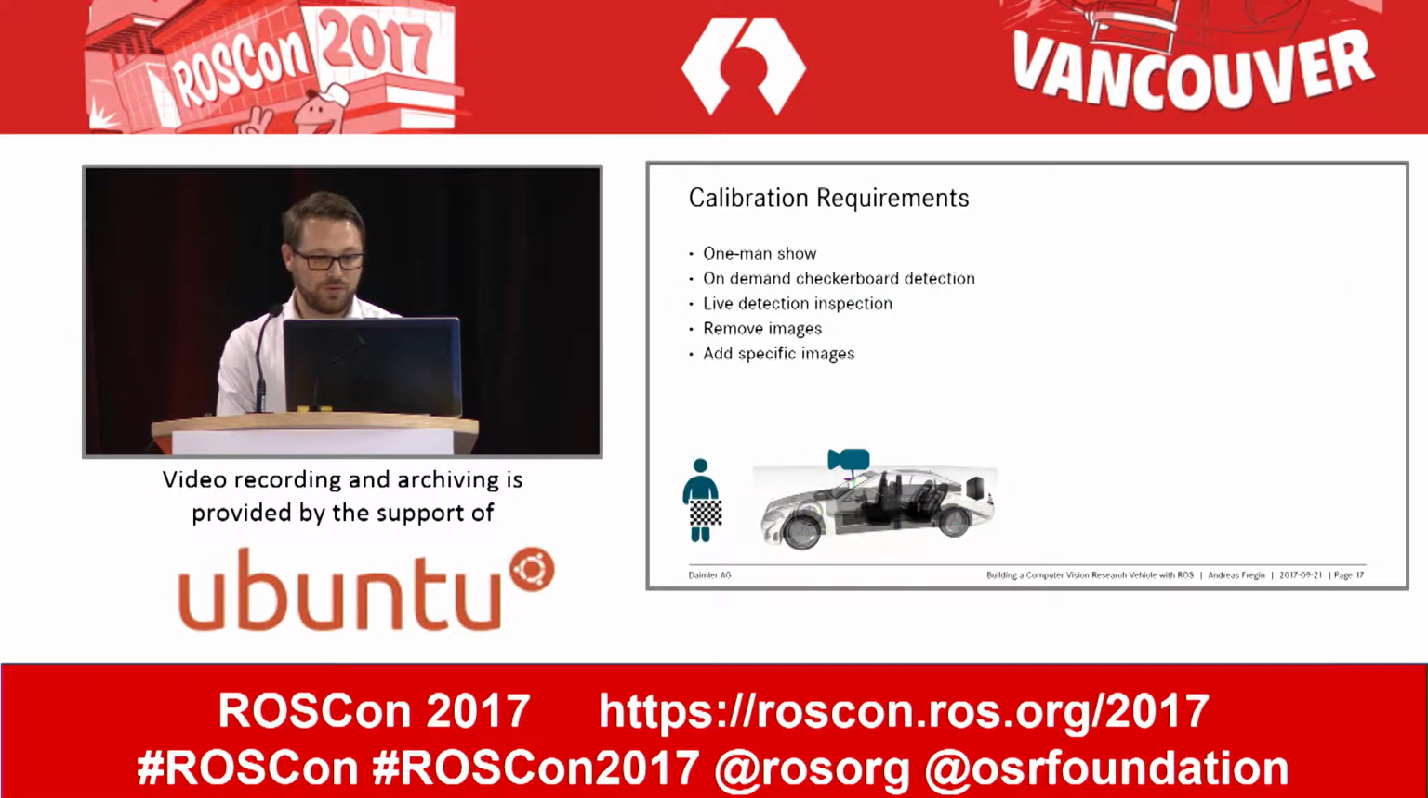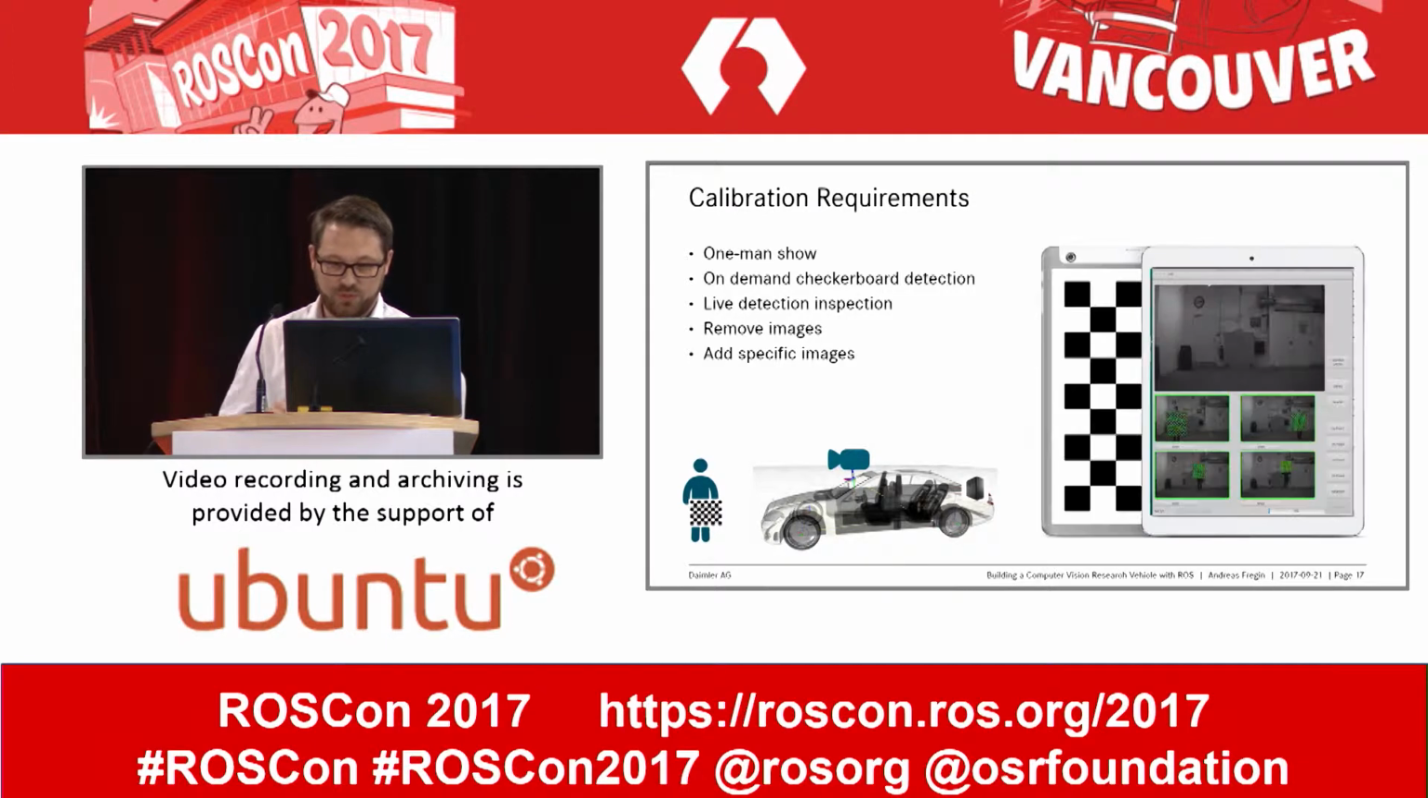So our requirements at first from the calibration were: we wanted to be able to do calibrations alone. We wanted to have an on-demand checkerboard detection. We wanted to have a live detection inspection, and we wanted to be able to remove poses or to add specific poses. And we came up with this solution, a Windows 10 tablet that we installed Ubuntu on, which is way more complicated than it sounds, and a checkerboard directly glued on the backside.